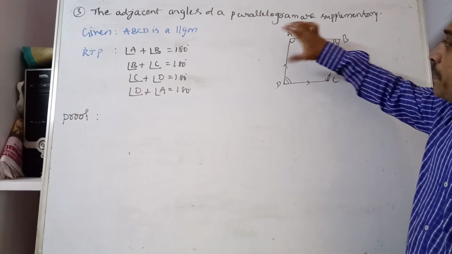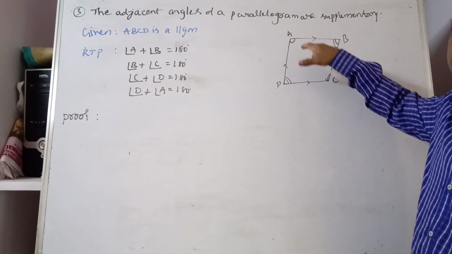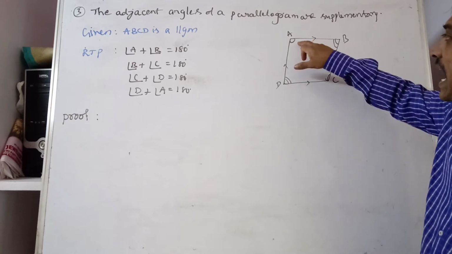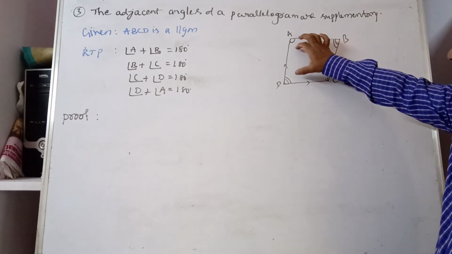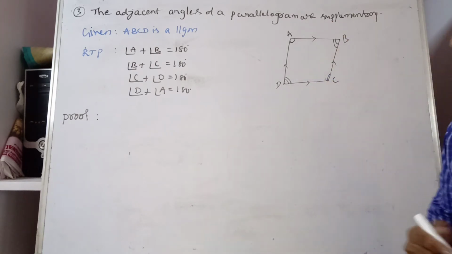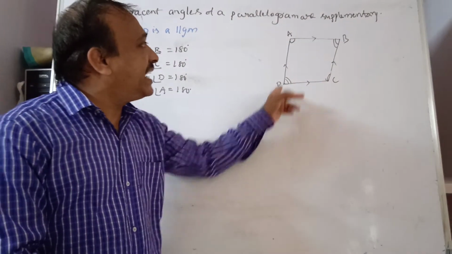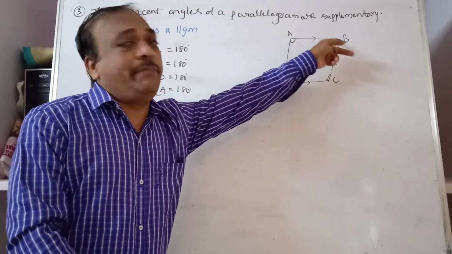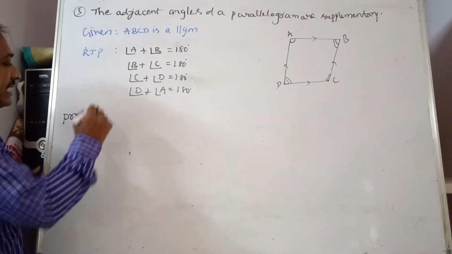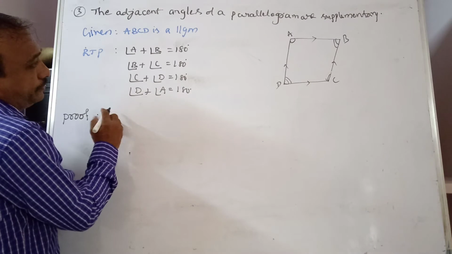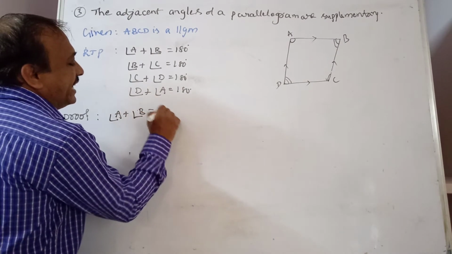If two lines are parallel, angles on the same side of the transversal are supplementary, called co-interior angles. Angles on the same side of the transversal are supplementary. Suppose you take DA parallel to BC, then AB is the transversal. So angle A plus angle B is equal to 180 degrees.